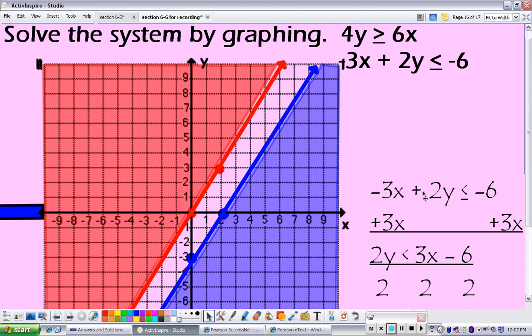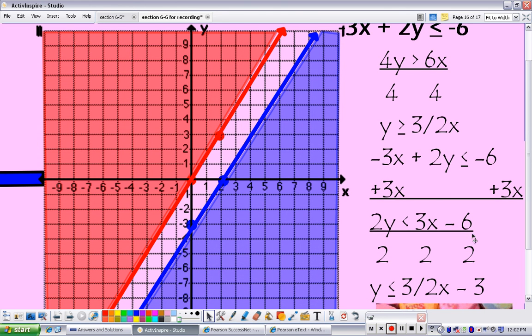This one, we are going to add 3x to both sides, divide everything by 2 to get y is less than 3/2 x minus 3. Dot on negative 3, up 3 and over 2 to give us our second line.